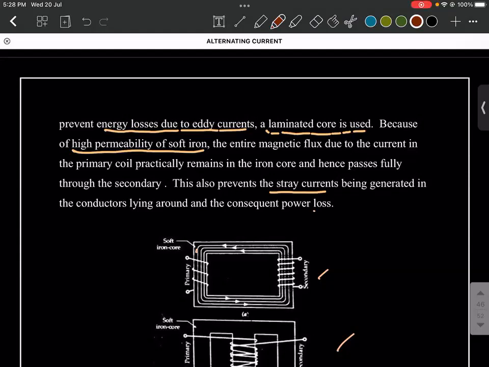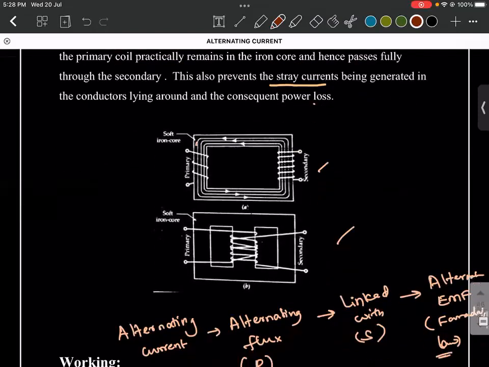Second is you're connecting both the primary and the secondary coil on the same soft iron, so that you're trying to ensure that 100% flux is getting linked between both. And the third one is, what are you doing? You're trying to prevent the stray currents, which in turn reduces the power loss as well. Have these 3 points in mind. Based on this only, we're going to derive the mathematical expressions.